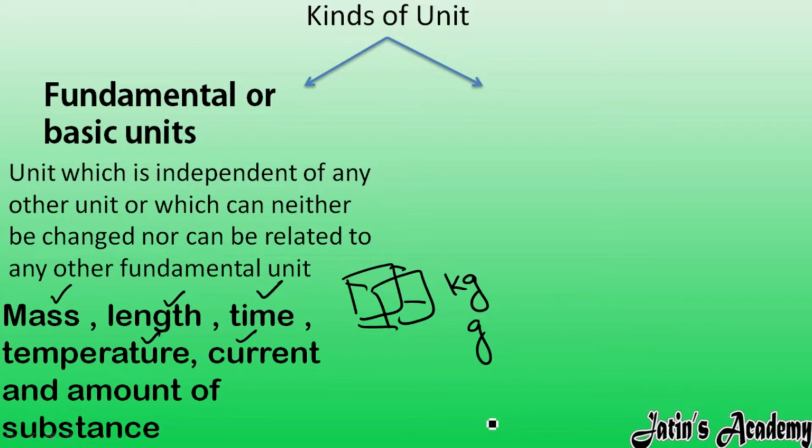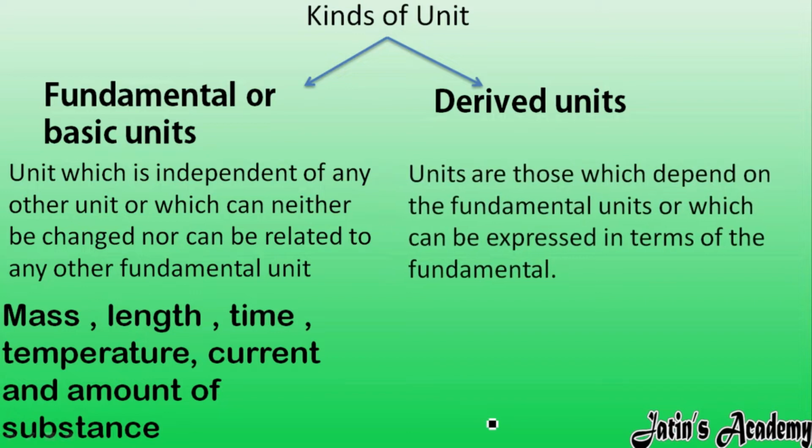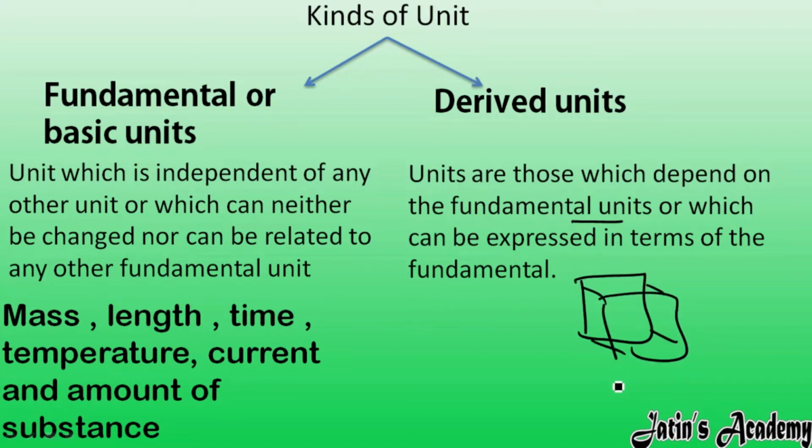So the units which do not depend upon any other units or any other physical quantities unit, that are fundamental or basic units. Next we are having derived units. So as the name suggests, derived means the units which are dependent on any other fundamental quantities. For example, here I am having area. So area means what? Area means length multiply breadth. Area of rectangle, if I will say, area of rectangle means length multiply breadth.